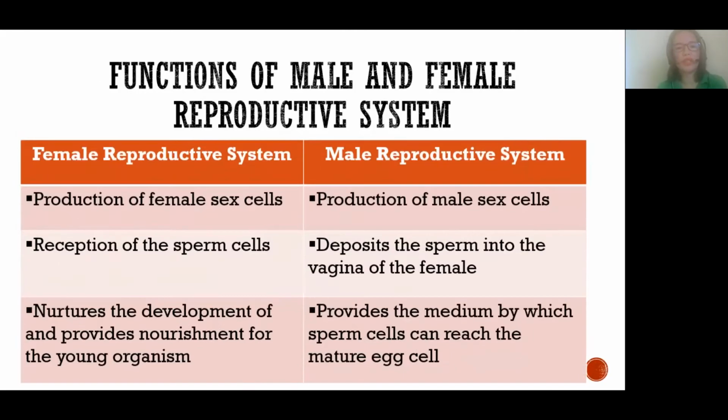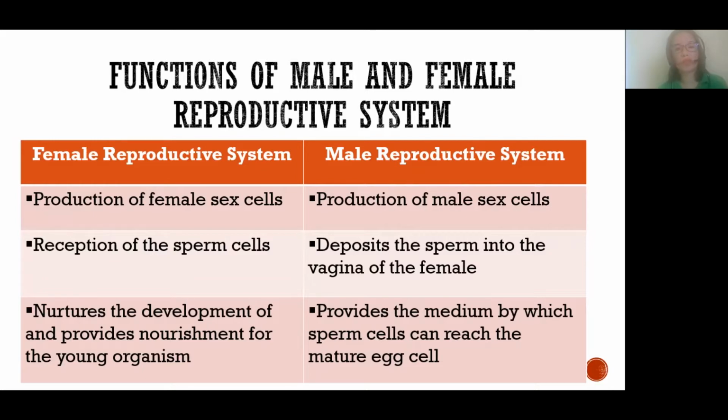So generally, this is the function of the male and female reproductive system. So I want you to look at this one. Here you will see the different functions of the male and female reproductive system. So for female, the production of female sex cells. And it is the reception of the sperm cell, so the one that receives the sperm. And female also nurtures the development and provides nourishment for the young organism.